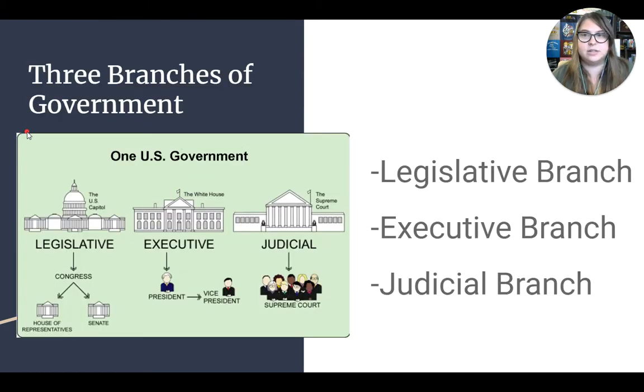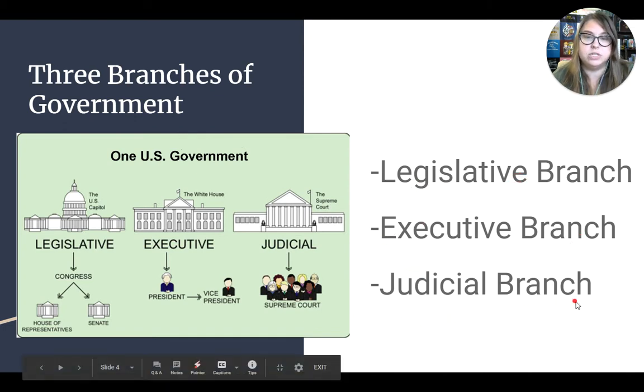All right, so let's get started. The three branches of government. When I hear branch, I think of trees, and that's a good way to think about our branches of government. We have one government, but there are lots of branches that come out from it. There are three branches that we talk about when we talk about the United States government. There is the legislative branch, the executive branch, and the judicial branch.